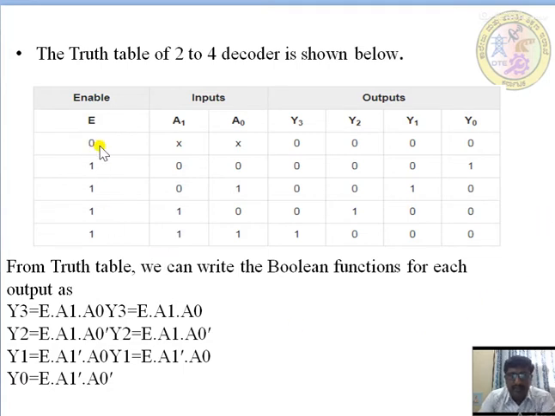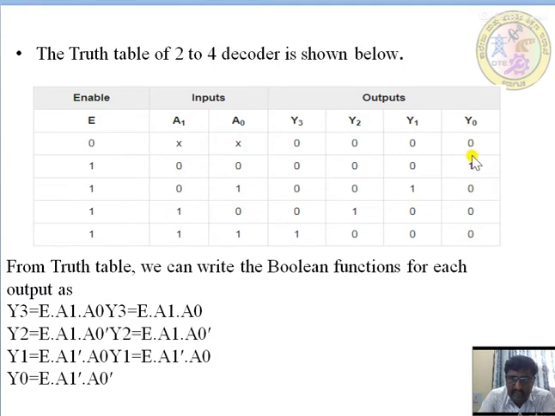See here, there are 2 inputs A1 and A0, and the 4 outputs Y3, Y2, Y1 and Y0. When enable is equal to 0, whatever the inputs might be, the outputs will always be 0. When enable is equal to 1, there are the 4 combinations 0 0, 0 1, 1 0 and 1 1. When A1 and A0 are both 0, only Y0 will be high and the remaining bits will be 0. When it is 0 1, Y1 is 1. When it is 1 0, Y2 is 1. And when it is 1 1, Y3 is 1.